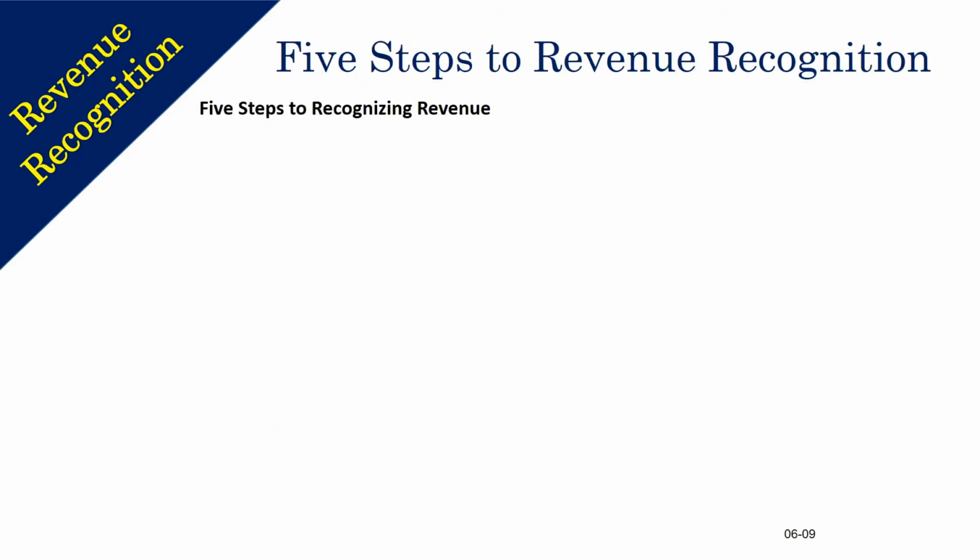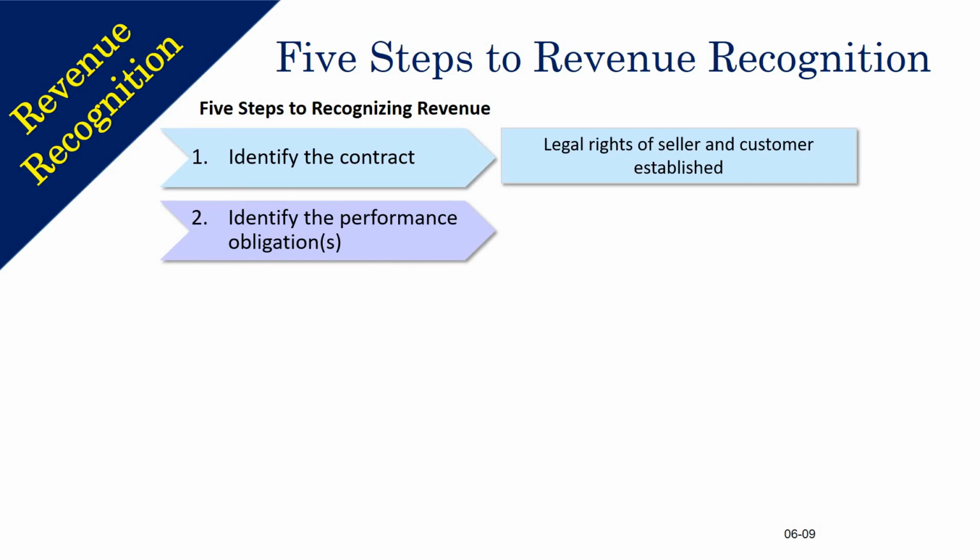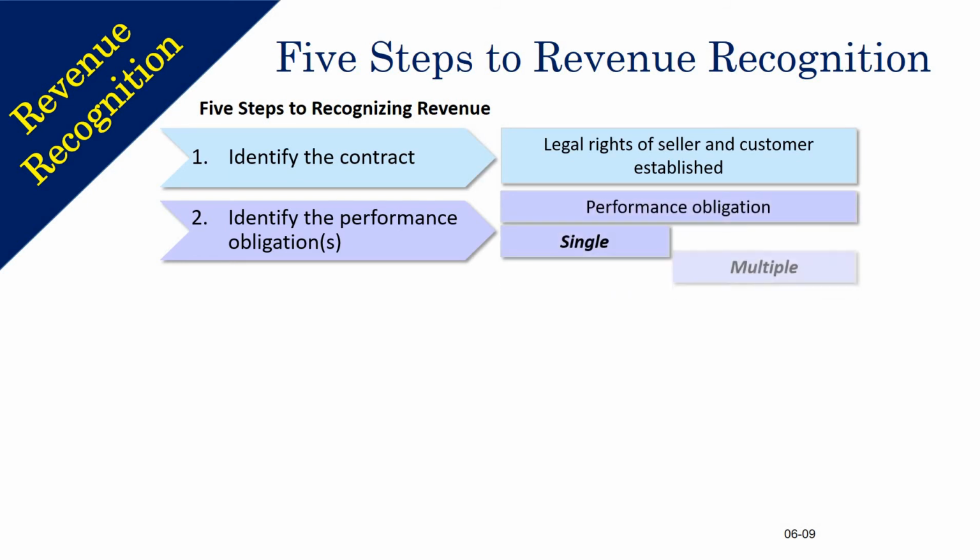And now the 5 steps to revenue recognition. Step number 1, we already have discussed: identify the contract. So the legal rights of seller and customer are established. So you have signed a contract and you have paid the money. Step 2, identify the performance obligations. What are the obligations from the seller?